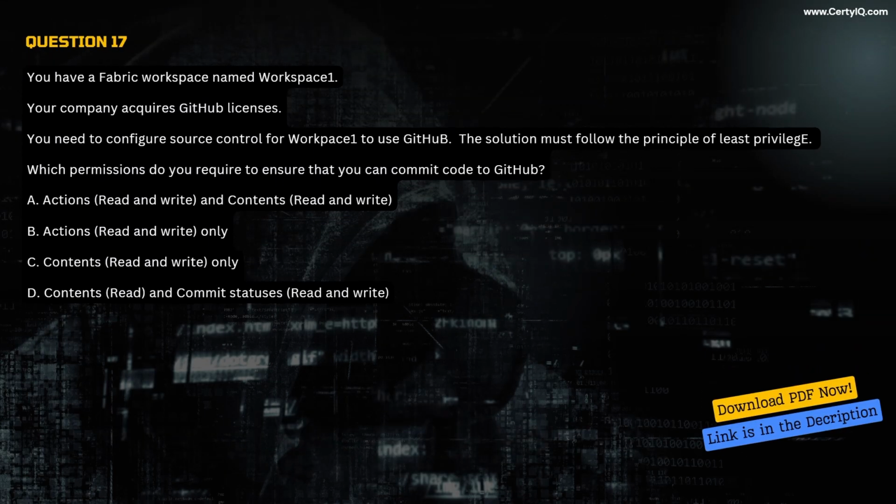Question 17. You have a Fabric workspace named Workspace 1. Your company acquires GitHub licenses. You need to configure source control for Workspace 1 to use GitHub. The solution must follow the principle of least privilege. Which permissions do you require to ensure that you can commit code to GitHub?